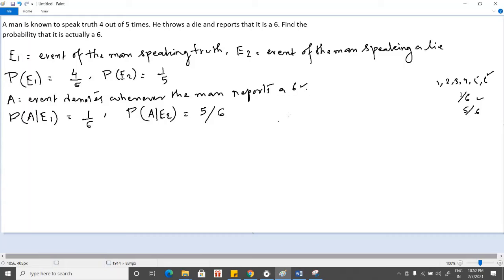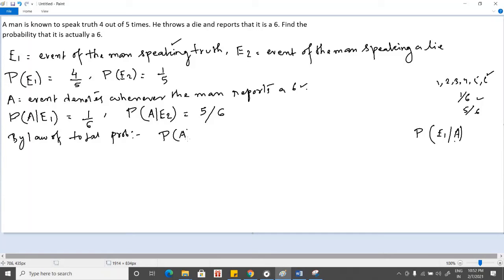But what are we given to find out? We are actually given to find out the probability that it is actually a 6. So the man has actually reported that it is a 6, but we have to find out the probability that it is actually 6. So what we have to calculate is P of E1 considering the hypothesis that A has occurred prior to it. So here the question is that we have to find out the probability that he is speaking the truth considering that 6 has actually appeared when he has thrown the die. So before that we have to actually find out P of A by using the law of total probability.